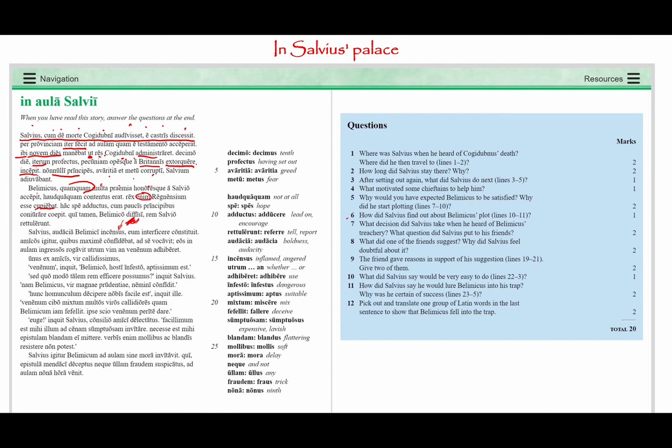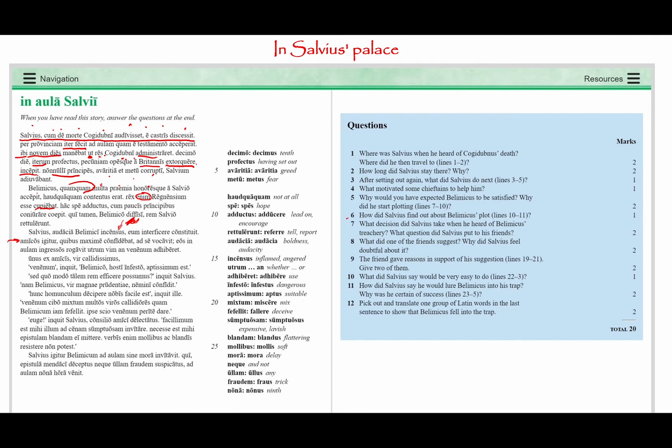The word amicos begins line 13 there, so that should draw your attention to this particular section of the text and answering the question. The question is, what did he put to his friends? He called them to him, ad se vocavit, quibus maxime confidebat, in whom he greatly confided.